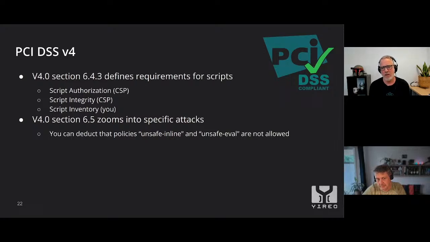The second section zooms into specific attacks, and I'm phrasing this a little bit more carefully, and maybe Vinia is able to chime in on this later as well. I asked him where we can find this specific line somewhere in the DSS documentation, and you can't, but you can deduce that the policies unsafe-inline and unsafe-eval are not allowed. I'm going to comment on these policies later, but that's kind of the beginning of the story.